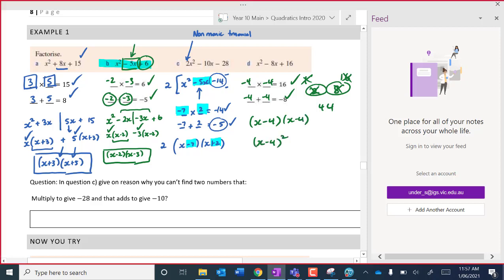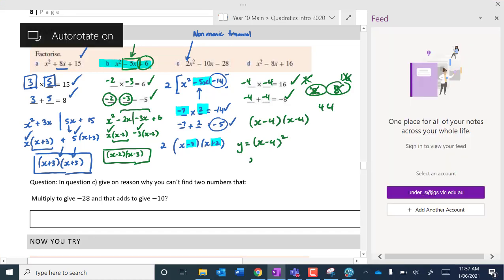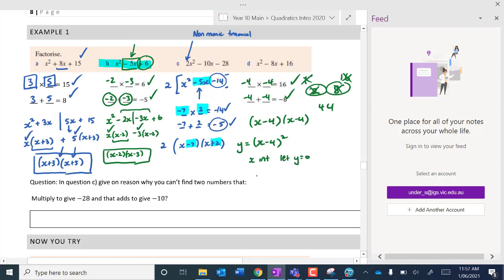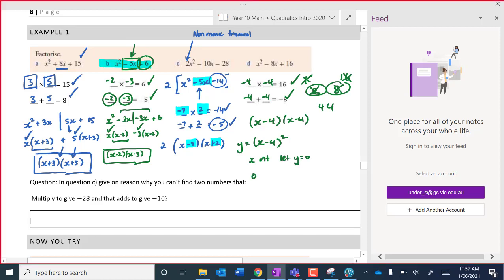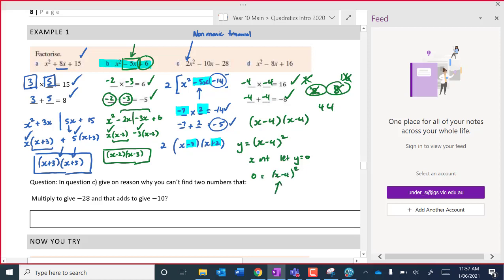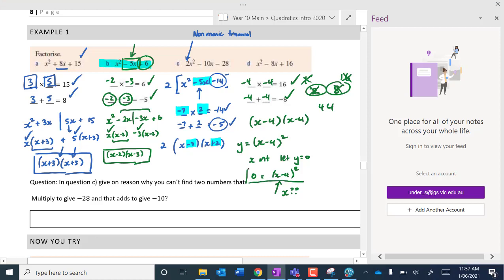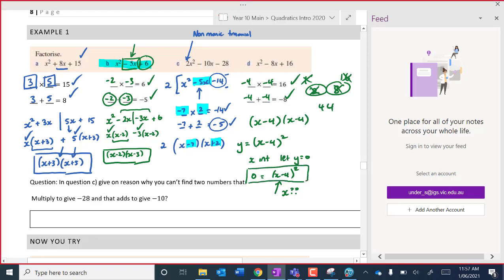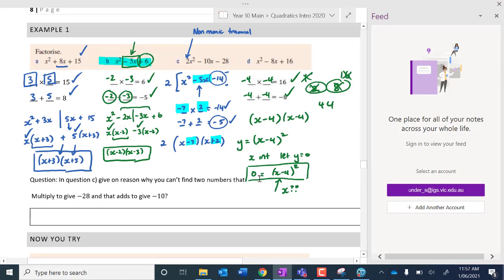Now, how would this equal 0? Let's think about it. If I wanted to find the x-intercepts, what would I do? I'd let y equal 0. Anyone watching this, you can think about it. What would satisfy this equation? What would x have to be for this to be true? If I let y equal 0, then x would have to equal 4.